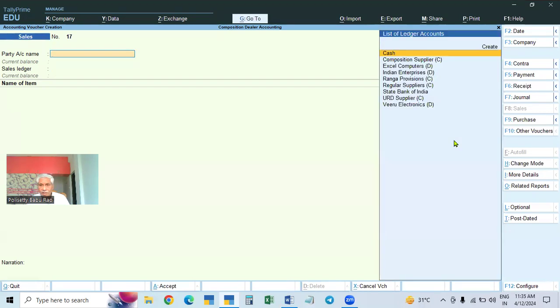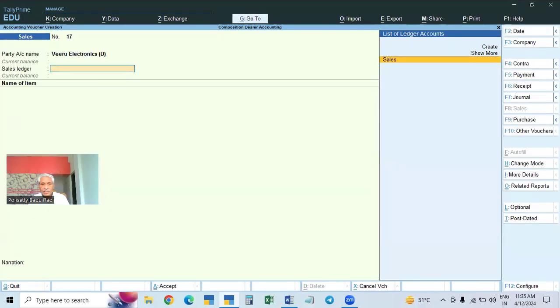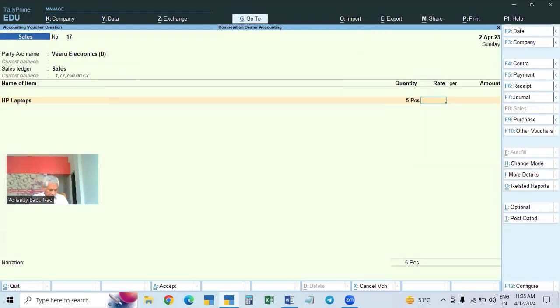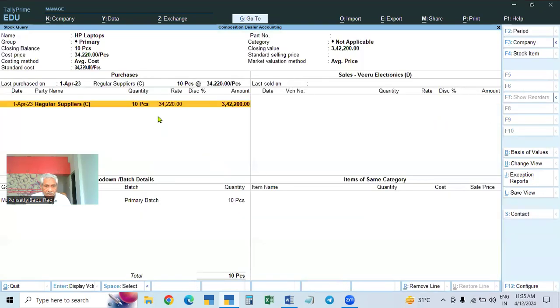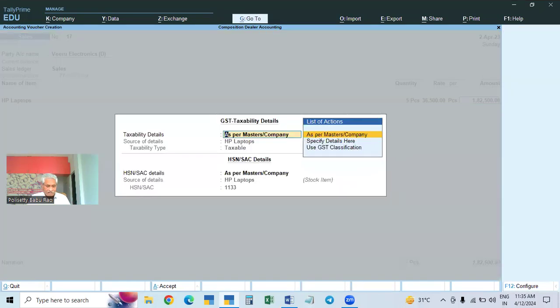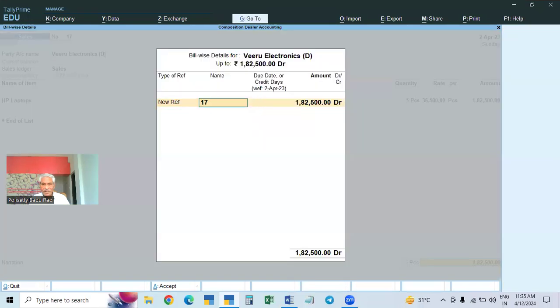And then, next, another sale. We are selling. See here, this person is Venu or Viru. Viru Electronics. He's a composition dealer, no problem. So we are selling to him. We are selling HP laptop, for example, five numbers. What is the rate? See here, 34,220. So we sell for 36,500. For example, 1,62,000. So this is also taxable. No tax on this also.